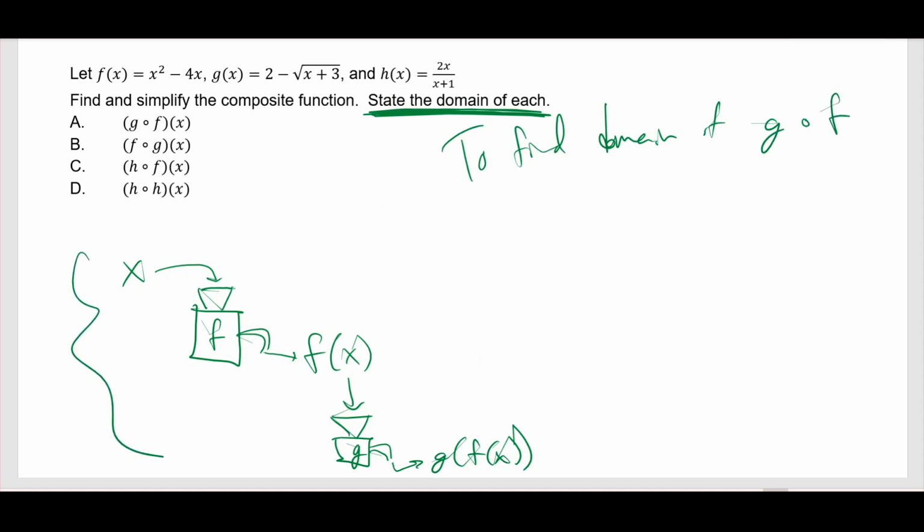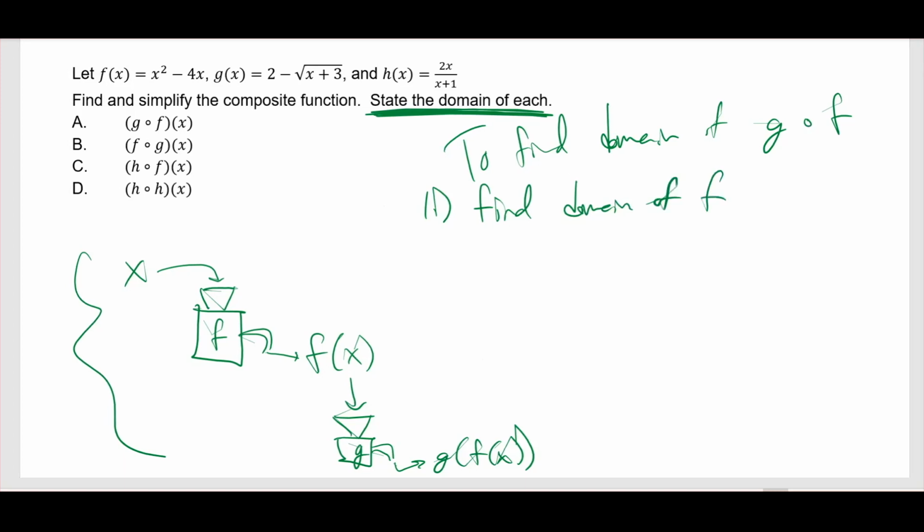Okay, because that's what we're going to be doing here, right? So the first thing we need to do is start with all the real numbers, because x is just some real number. We don't know what it is, but it's just some real number. And if I'm putting it into the function f, x needs to be in the domain of f. So first thing we want to do is find the domain of f.